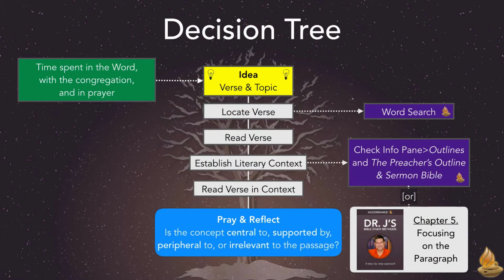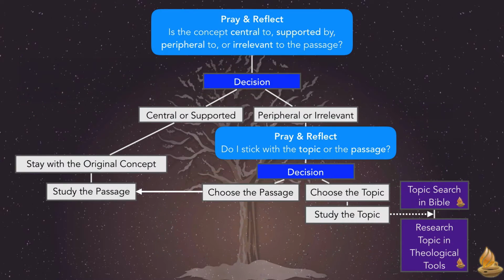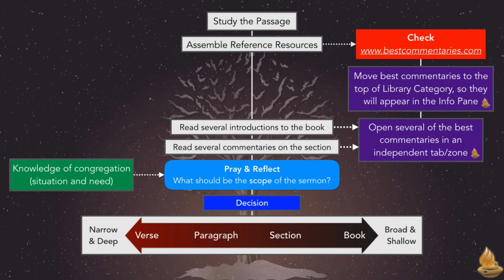In the last podcast, number 143, we covered how to move from just having an idea for a sermon to locating the verse and its context. We also looked at how to decide whether a passage was a suitable match for a particular topic and how to proceed if it wasn't. In our case, we decided the passage did support our topic, so we stuck with the original concept and agreed to study the passage. After selecting the best commentaries and reviewing their introductory information, we then considered how to limit our sermon to a manageable length. In this case, we agreed to limit our study to a paragraph. By that point, we were out of time, so that's where we'll start today.